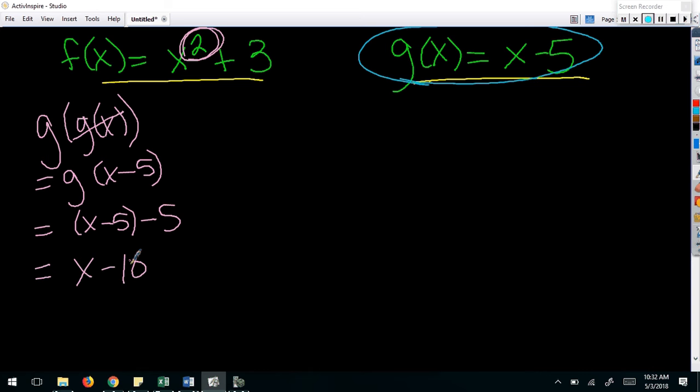Are you gonna have to slow down? You're not multiplying, you're subtracting. Negative 5 minus 5. Put it on your calculator. You're right.